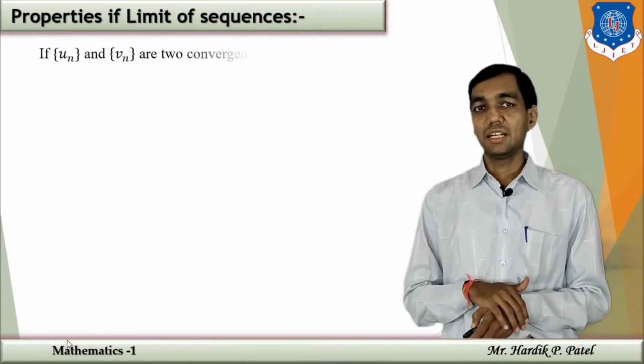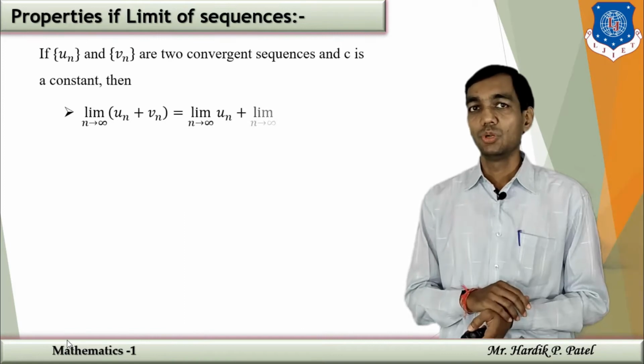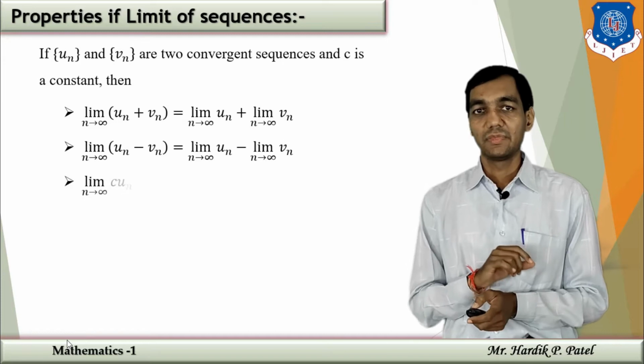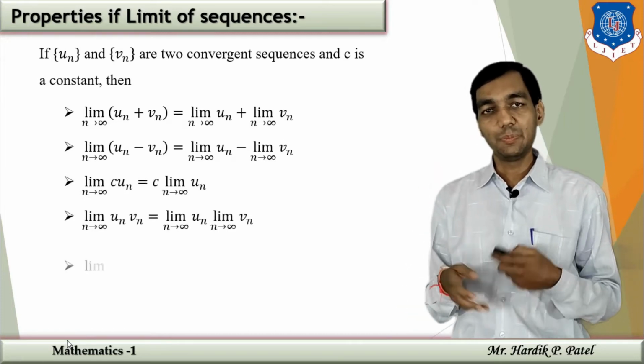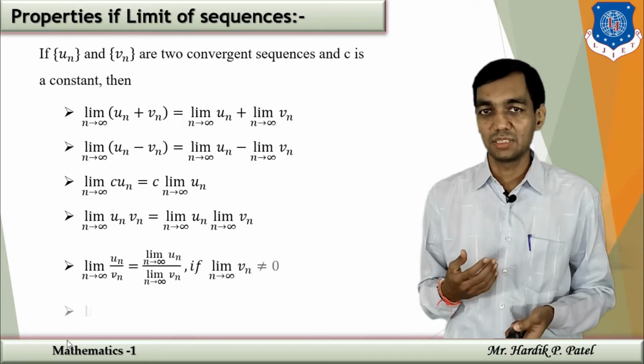Now we are going to check out the properties of a sequence. Suppose un and vn are two convergent sequences and c is a constant, then, as we have learned the properties of simple limits, in the same manner we are going to extend them for sequences.